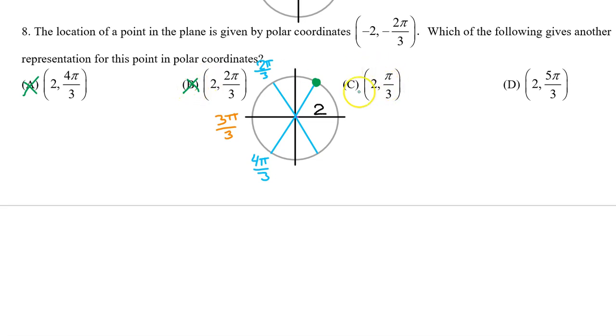Pi over 3 is the reference angle itself, so we are starting right here at the target. And because the r value is positive, we stay at the target. We do not move in the opposite direction. So C hits the target and is the answer. Let's briefly observe why D is not the answer. 5 pi over 3 is going to be right here. And we have a positive r value, so we will stay right here, missing the target, and D is not the answer.